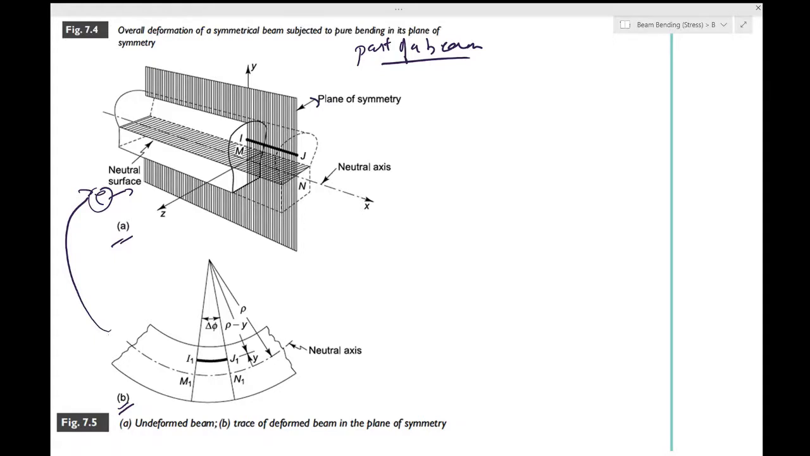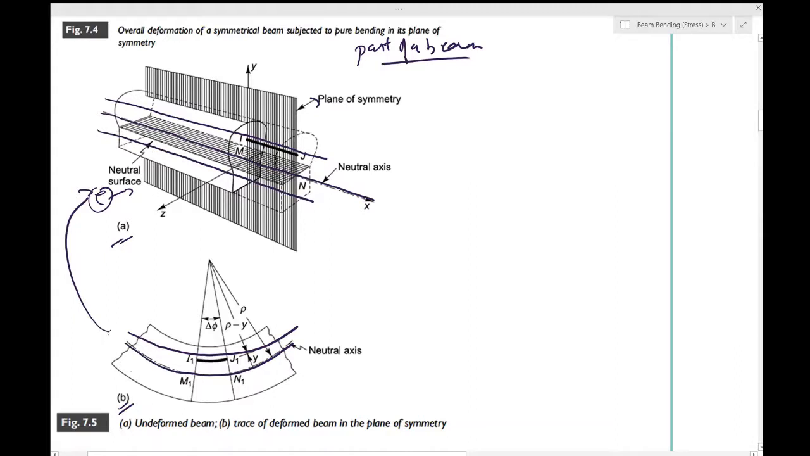While cross sections have remained plane, the originally straight longitudinal lines have become arcs of circle. So this line is what we are talking about. They have become a circle. Not just this line, any other line also which was straight has become the arc of a circle, and so has any other horizontal line. That is something which we have argued before.